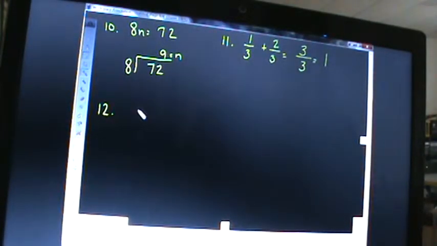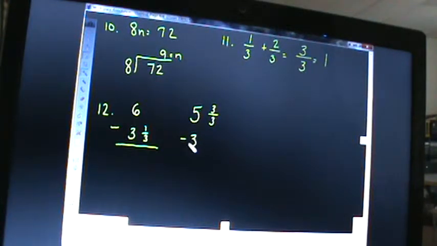12. It says 6 minus 3 and 1/3. Remember, I cannot subtract a fraction from nothing. So I will need to make this into 5 and find my common denominator, which is 3 and 3/3, which equals 1. So this is 5 and 3/3 minus 3 and 1/3. 3 minus 1 is 2, so 2/3. 5 minus 3 is 2, so my answer is 2 and 2/3.